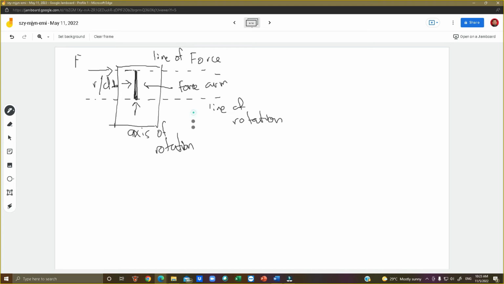So katalah tadi kita ada F2 kat sini kan. So this will be the line of force. In between the line of force and the line of rotation, this is the radius or force arm yang kedua. Yang ni ialah force arm yang pertama. Okay, sampai sini dulu. Can you understand it? Basic of torque. Yes, sir.